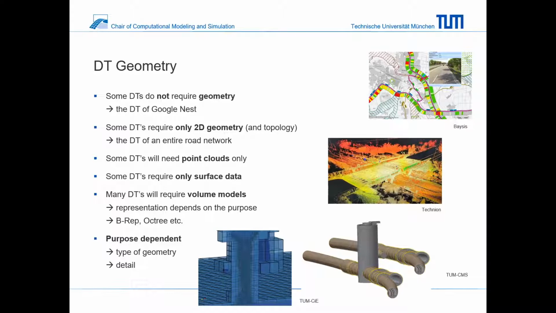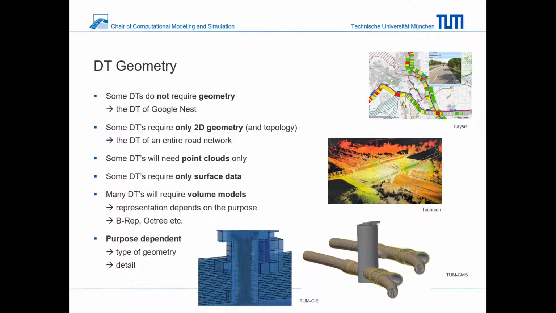Some digital twins will need point clouds and will directly operate on the point clouds. Others will work with surface data. Others, and many of them, will require volume models. Again, we have the option to use different kinds of volume representations. We can use BREP models, we can use octree models. Again, it depends very much on the purpose. What I really would like to emphasize is that the level of detail really, again, depends on the purpose.